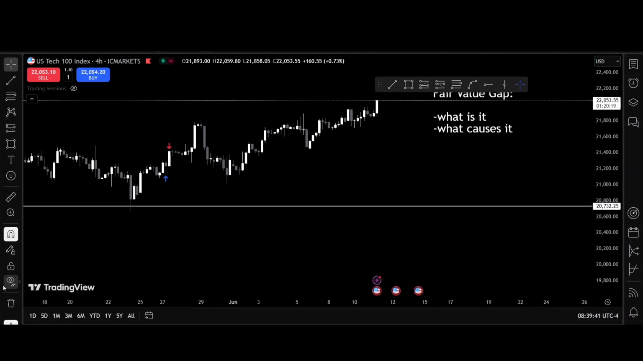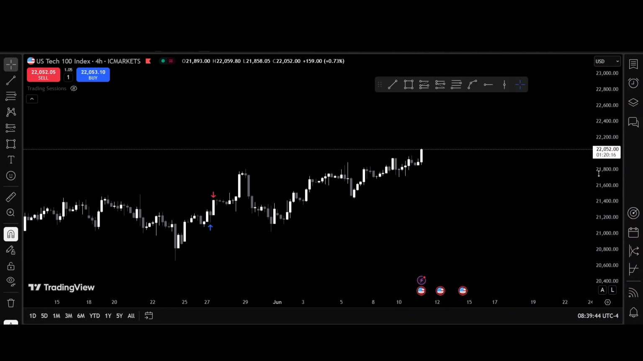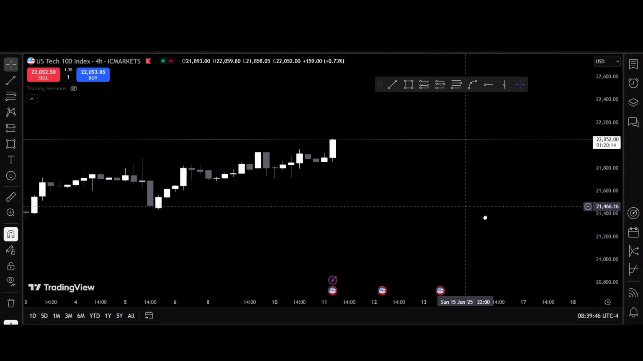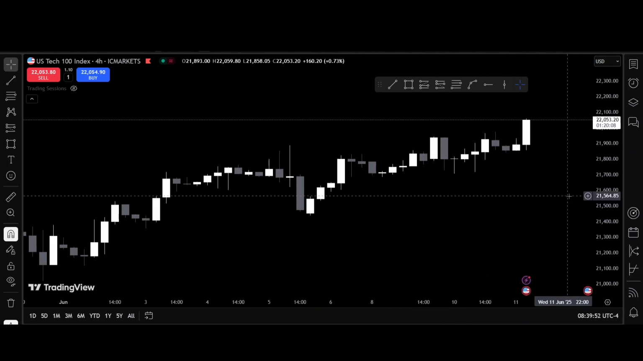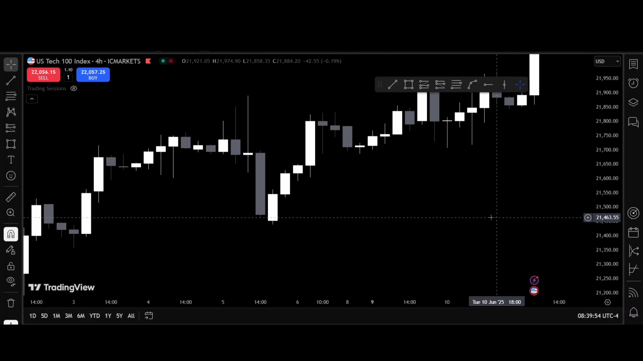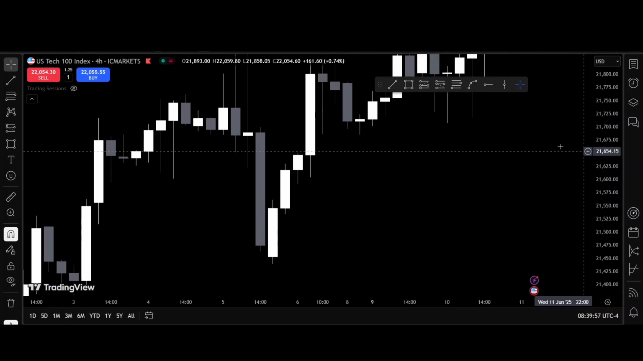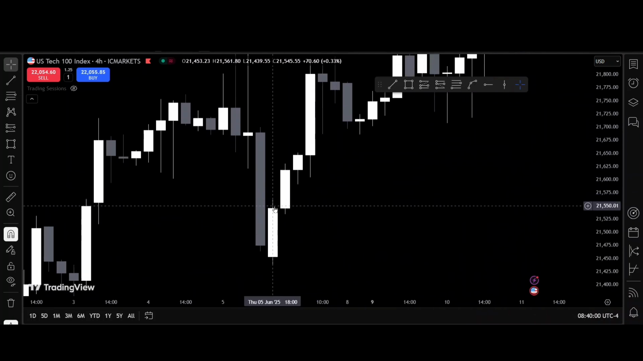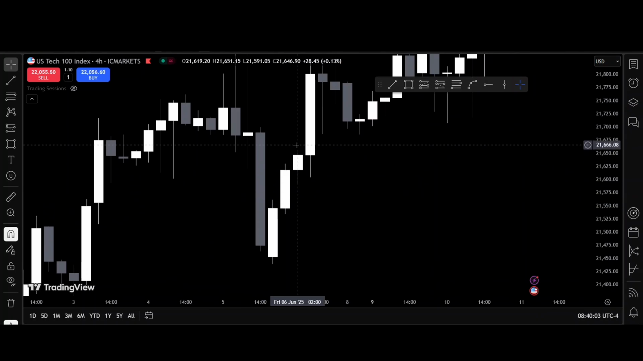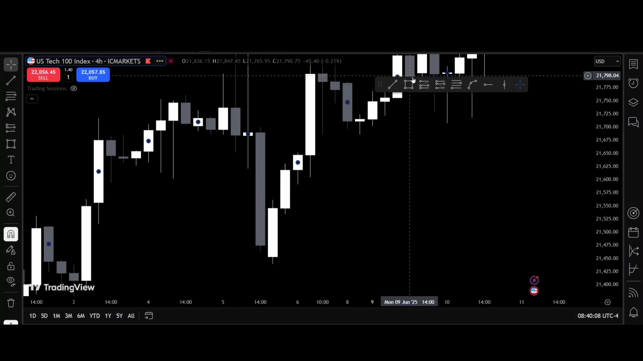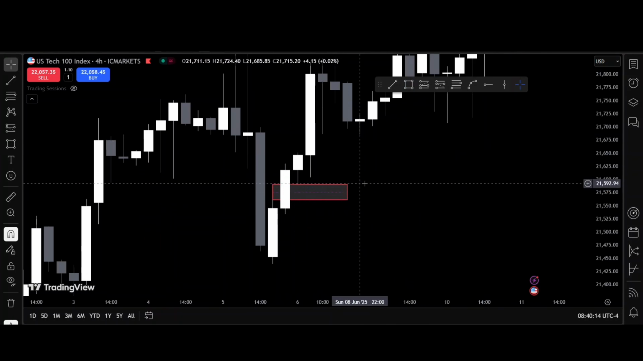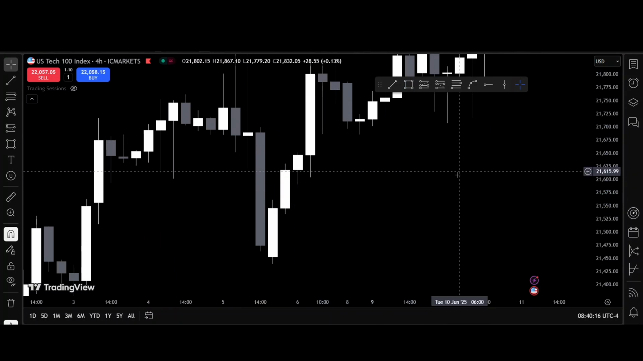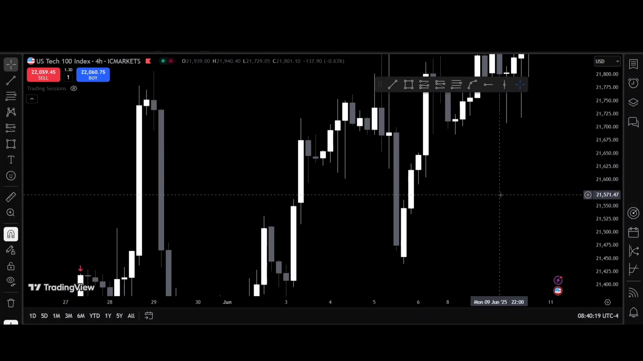So, quick recap. What is a fair value gap? An imbalance in price. What does it look like? 3 candlestick patterns. It can be any 3 candlesticks, bro. The first candle's wick cannot overlap with the third candle's wick in the second candle's body. So right here, this is a fair value gap, man. And also the size doesn't matter, man. As long as there's a gap, it's a fair value gap.